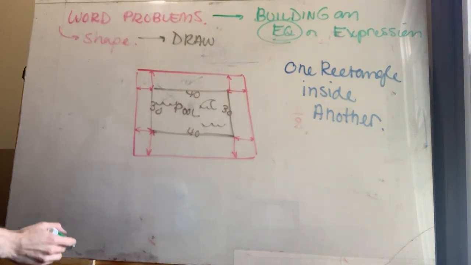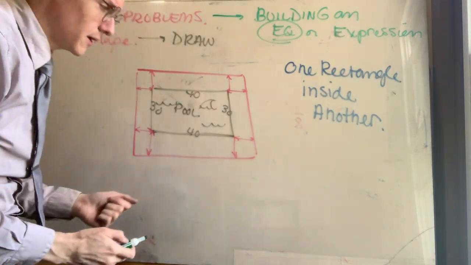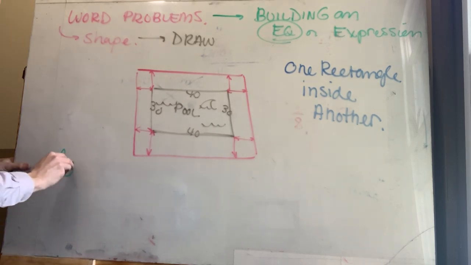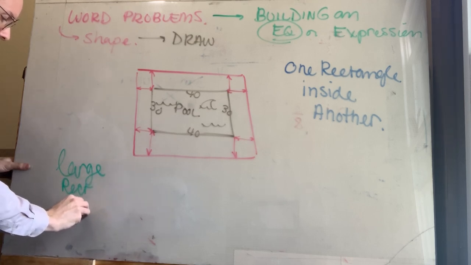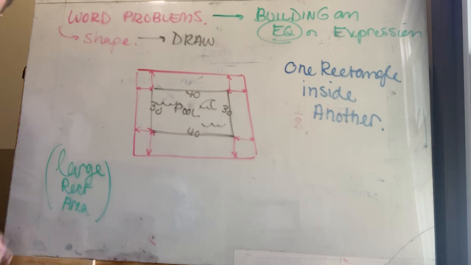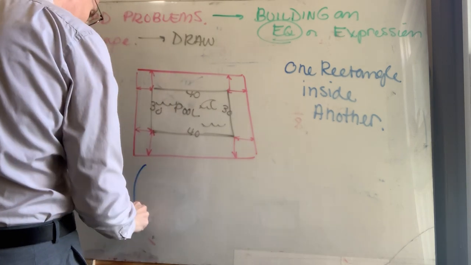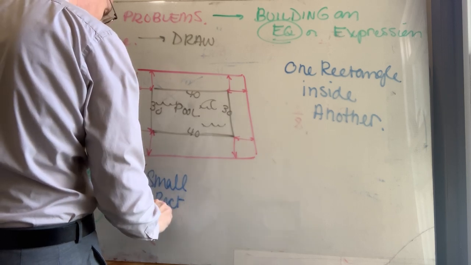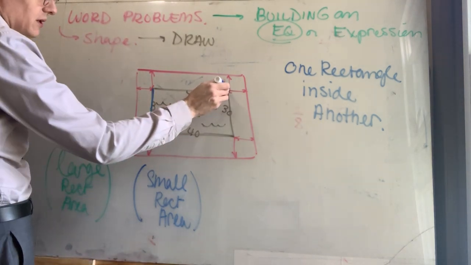So what do we have? One rectangle inside of another, essentially, is what's being talked about here. And they did quote an area. They mentioned one area and then another, but let me do this first. There's going to be a larger rectangle area, and I'm going to lock that into its own little pocket there, and simultaneously, a smaller rectangle area.